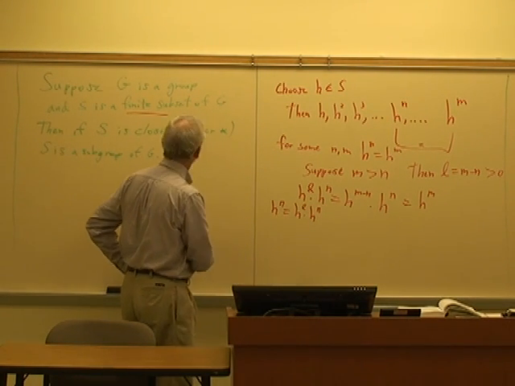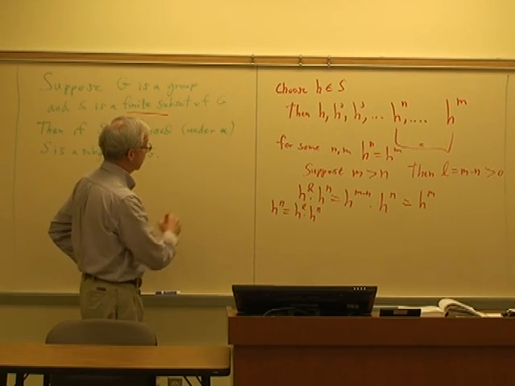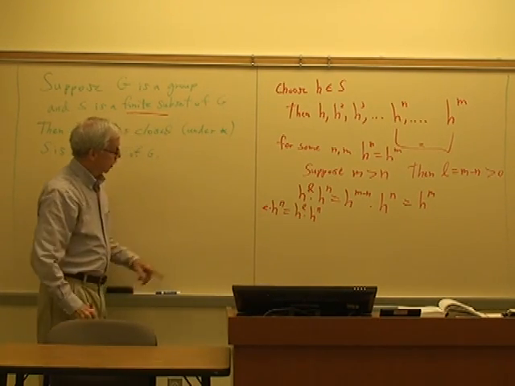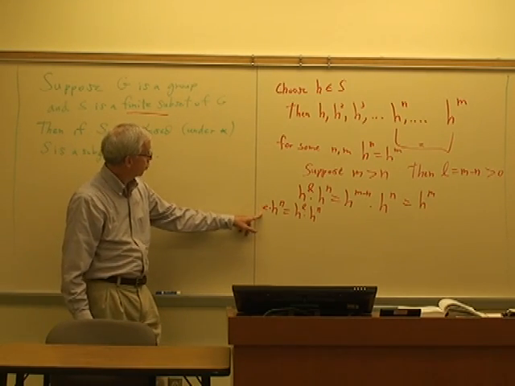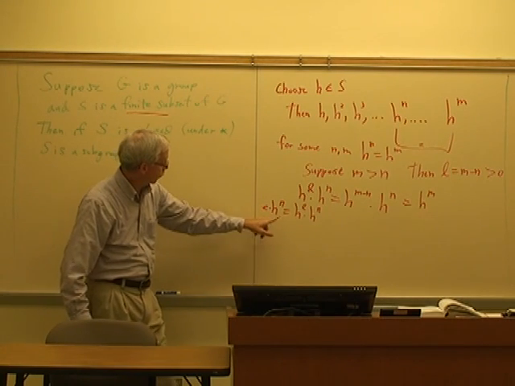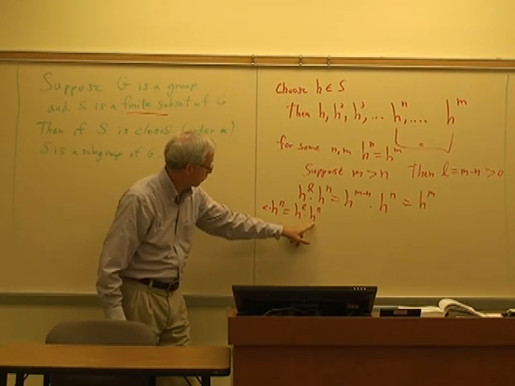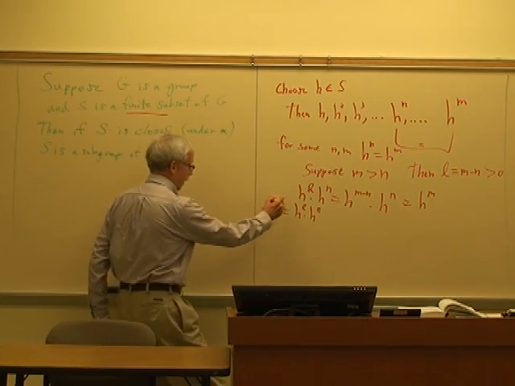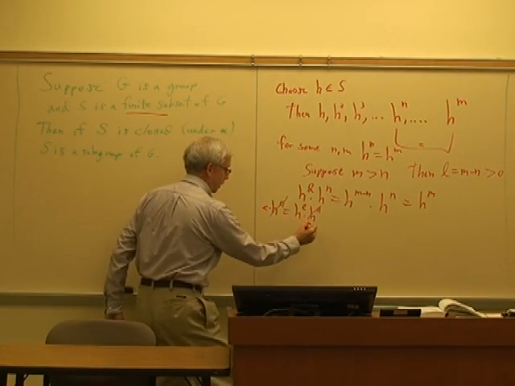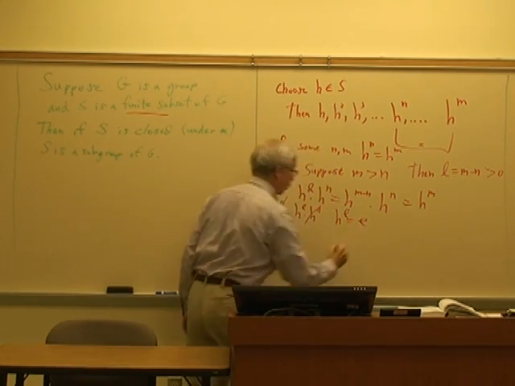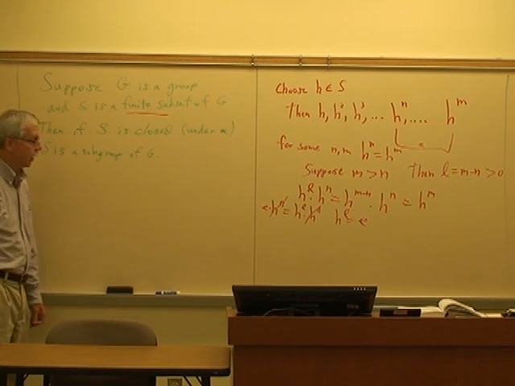And I can always throw on a group identity. I'm in a group, right? But now, the identity, which may or may not be an S, right, times h to the n is the same as h to the L times h to the n, but I'm in a group. So I can cancel. And indeed, h to the L must be the group identity. And it's in there. So I have the identity.